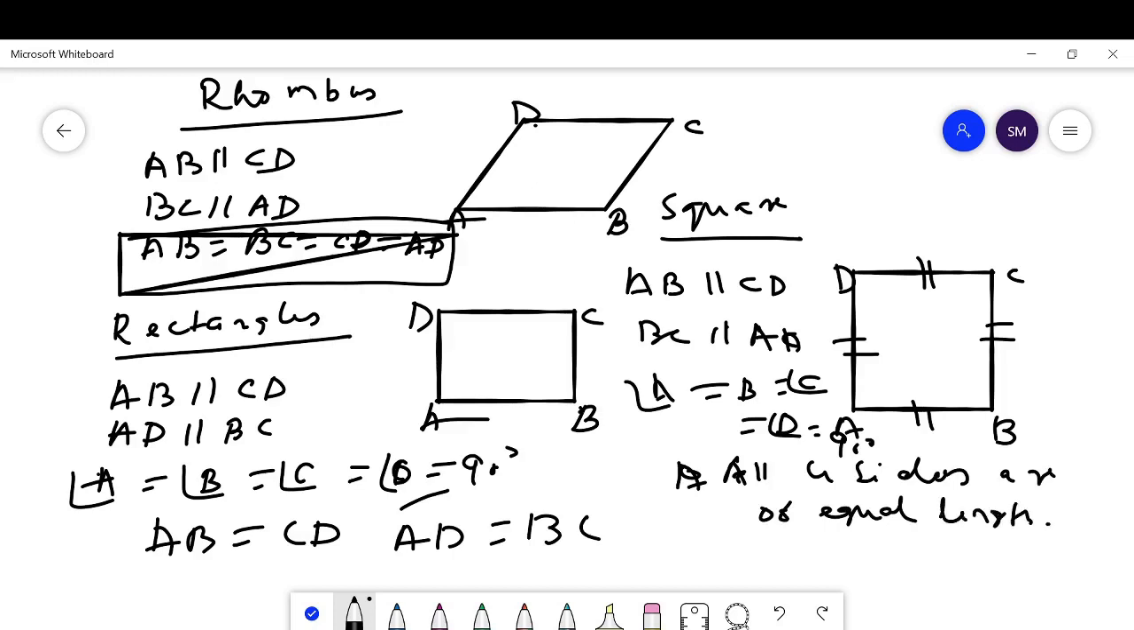Then we come to the conclusion that all squares are rectangles, but all rectangles are not squares. All rectangles and all squares are parallelograms, but all parallelograms are not rectangles or squares. Here, all squares are rhombuses, but all rhombuses are not squares.